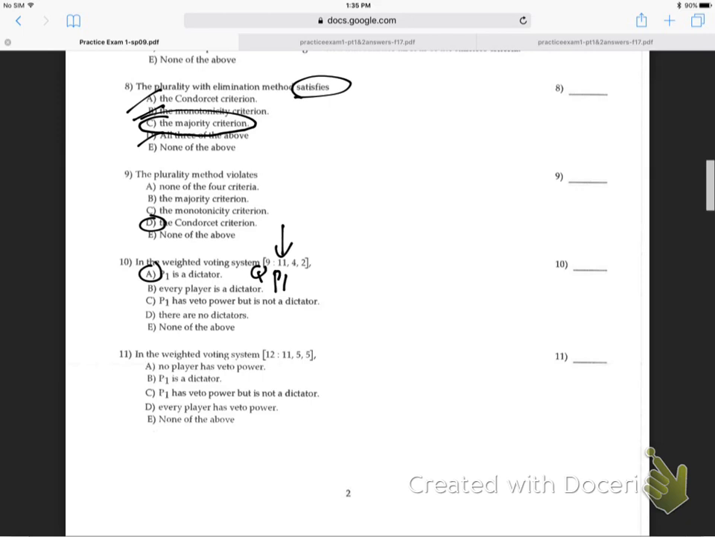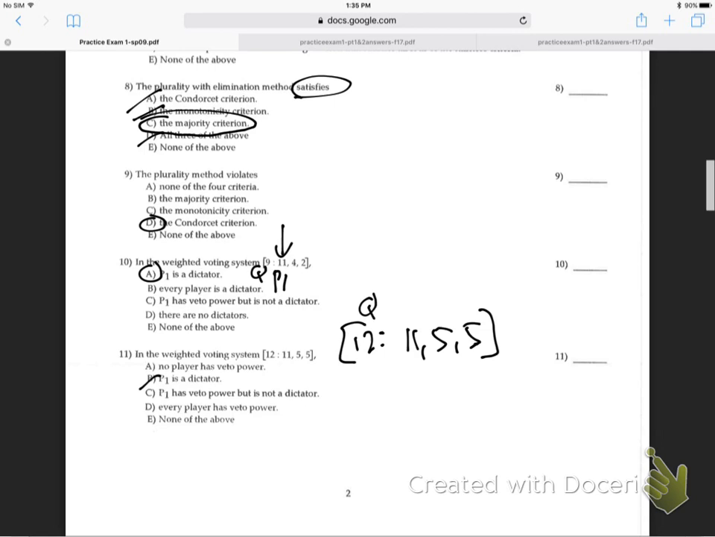Number 11. In the weighted voting system, again, here's the 12, the quota. And then 11, 5, 5. So nobody's really a dictator, are they? Nobody has 12 votes. Nobody in this one. Now, does anybody have veto power? Player 1, dictator, no way. Player 1's a veto power.